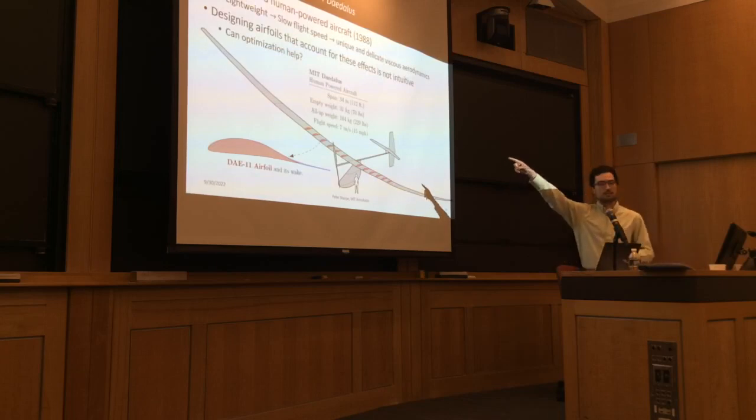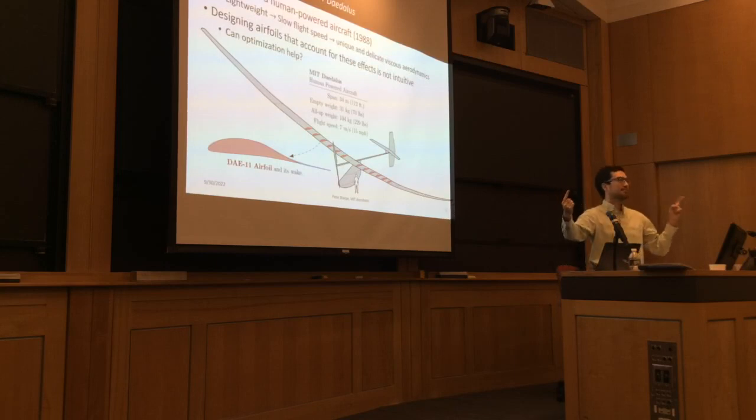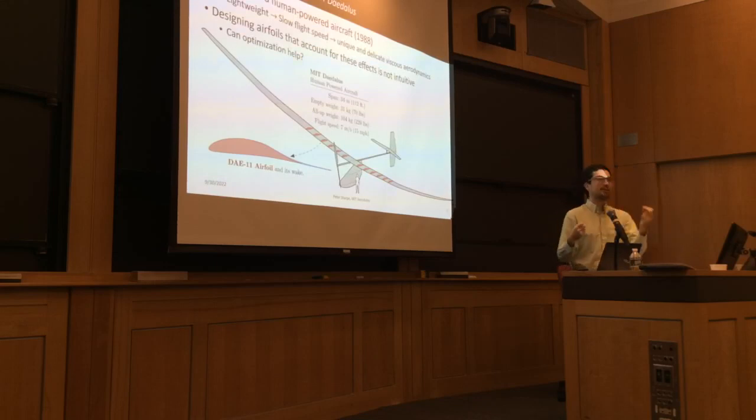It's very lightweight. So for context, this airplane has a longer wingspan than a 737, but it weighs less than a large dog. So what that means is that it's very low flight speed, only about 15 miles an hour or so. And that causes some very unique and delicate viscous aerodynamic effects that are pretty unintuitive to design around. And so the question here is, can optimization help?